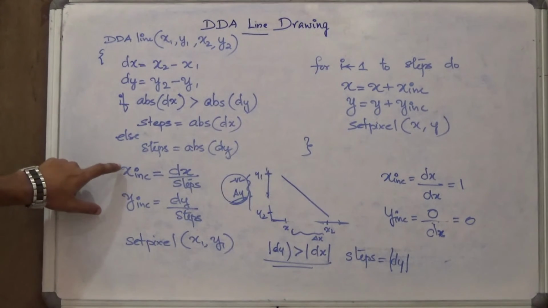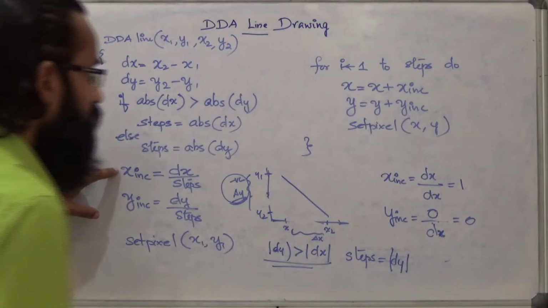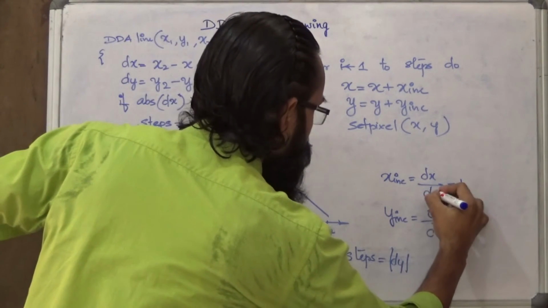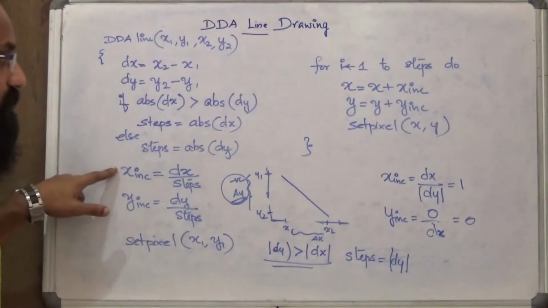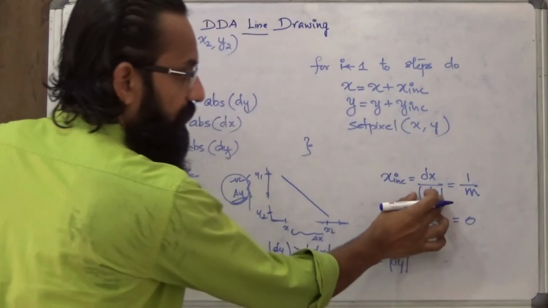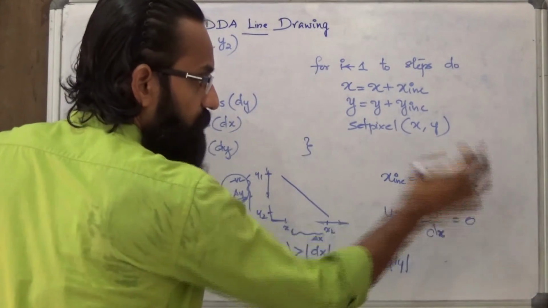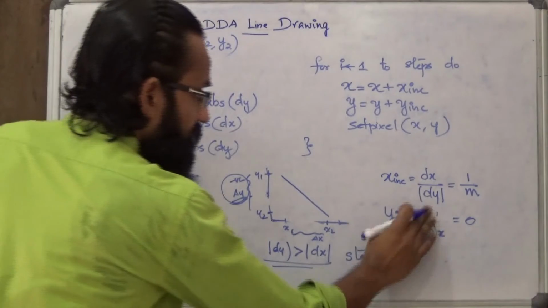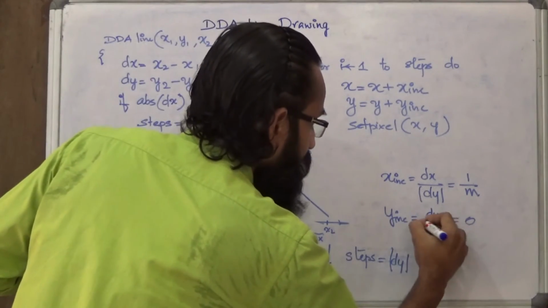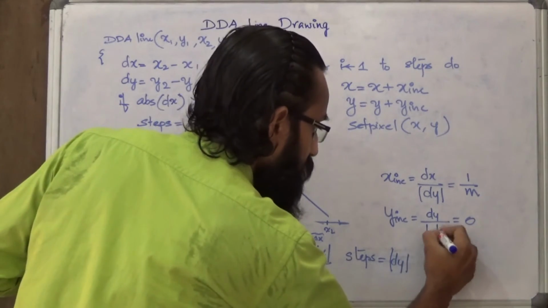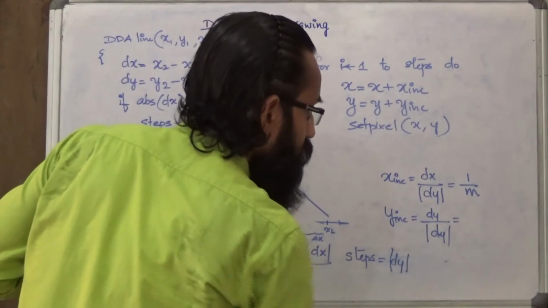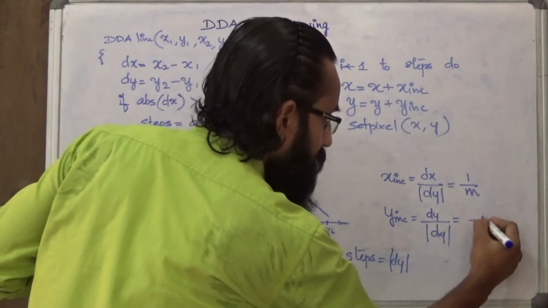Now what about x increment? X increment is equal to dx by the absolute value of dy, which will be equal to 1 by m. If you are not taking the absolute value, this will become minus 1 by m. Now what about y increment? Y increment is equal to dy by steps. So dy is negative, dy by modulus of dy, since steps is modulus of dy. So this will be equal to minus 1.